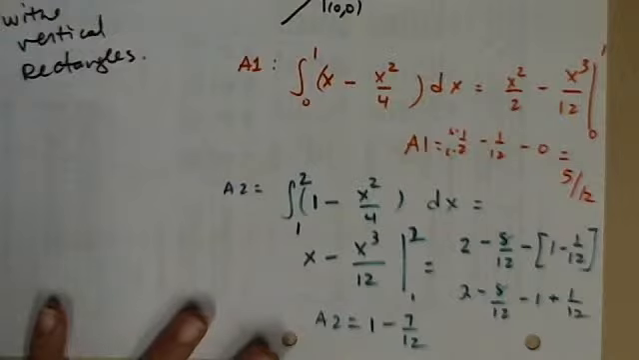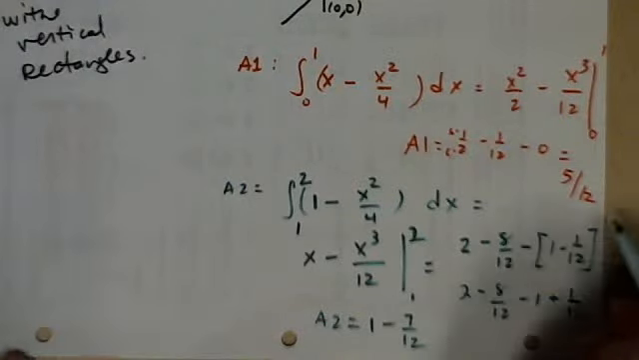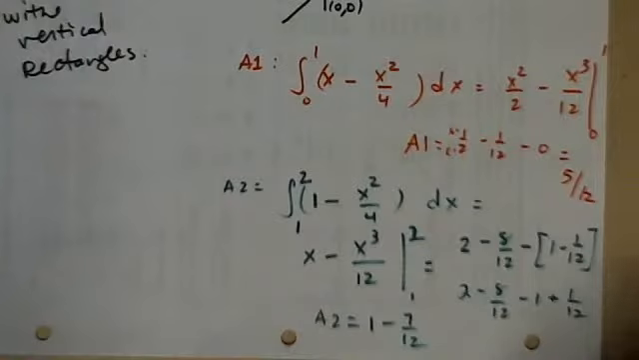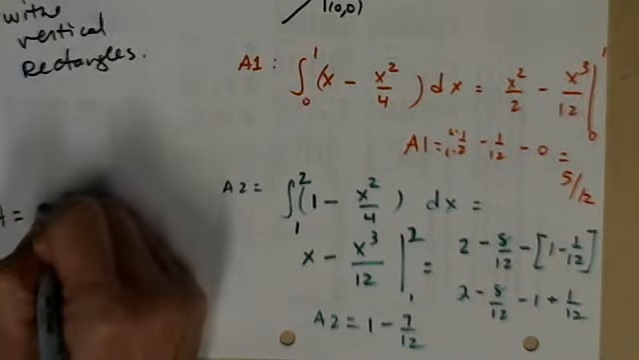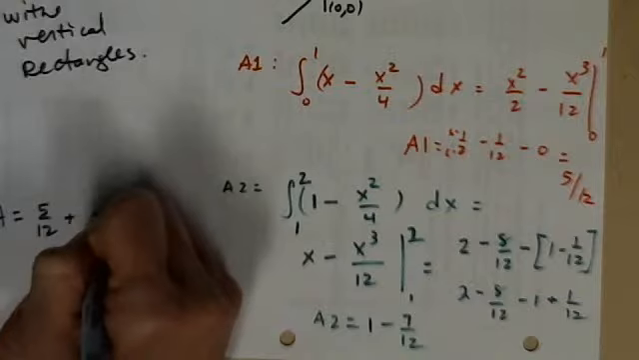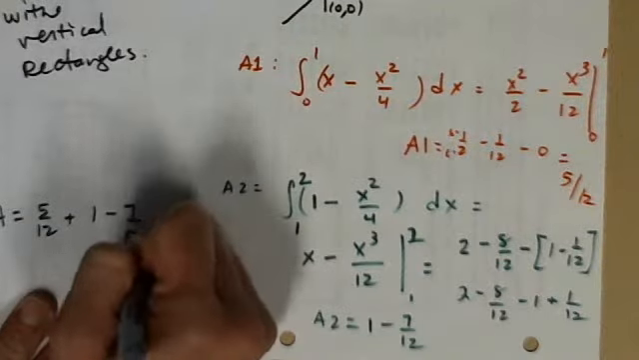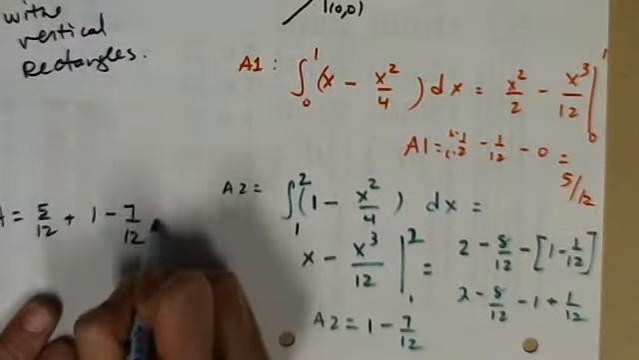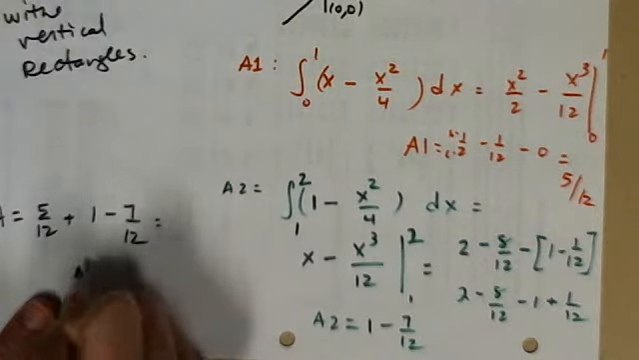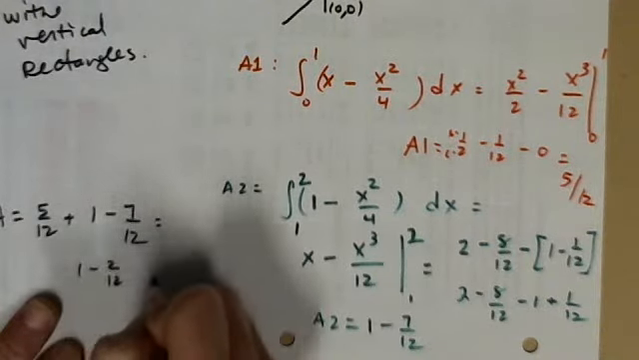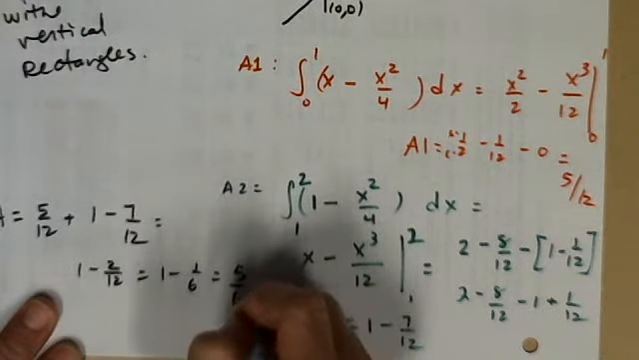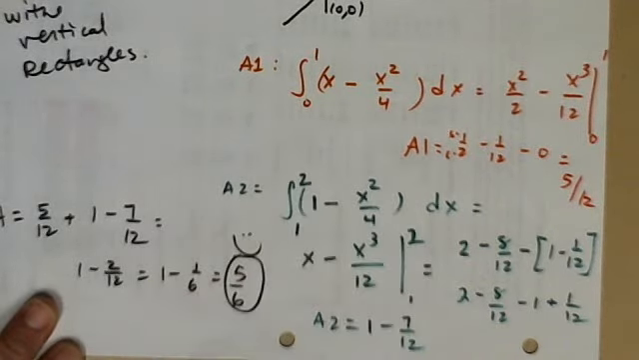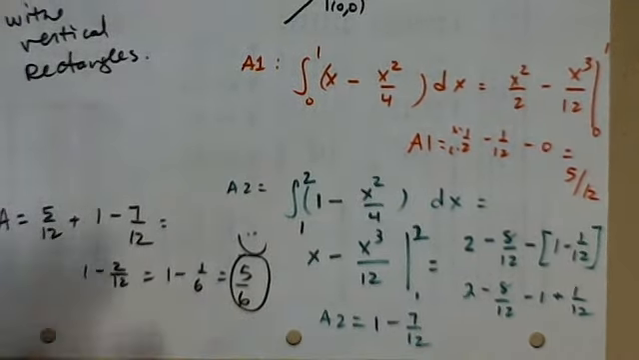Okay, fingers crossed. Are yours crossed? Mine are crossed. Total area: if I add up my orange area and my green area, hopefully 5/6 comes out. So 5/12 from the orange plus 1 minus 7/12. Oh, that's 5/12 too. Yay! So however you get there, 1 minus 2/12, 1 minus 1/6, 5/6. Yay! Either way, but one was definitely easier.